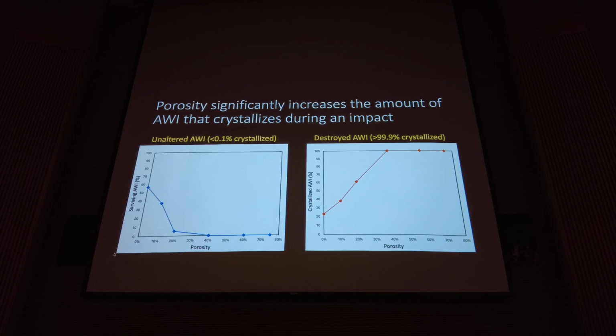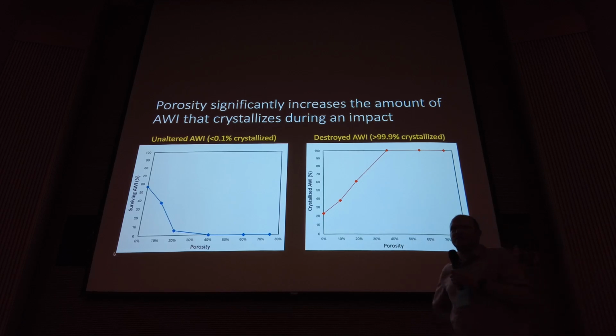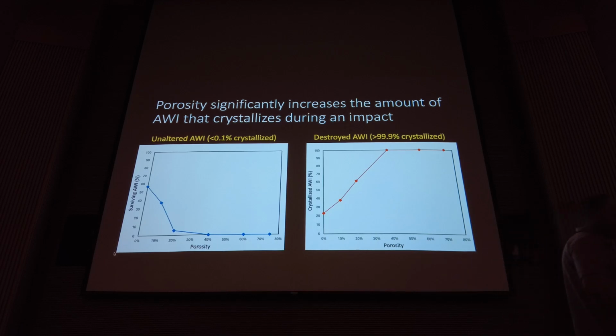And indeed, we find that it's actually very rapid. We see that we lose our amorphous water ice in these particular simulations at around 40 or 50%. I should point out that comets like 67P/Churyumov-Gerasimenko are measured to have a porosity close to 75%. These things are just empty.